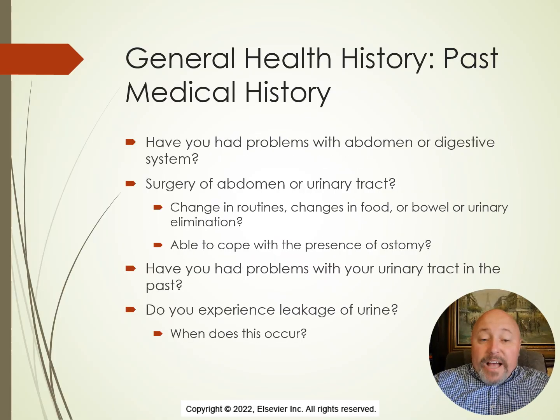We would then move on to their past medical history. Do they have any history of issues with the abdomen or digestive system? Have any previous abdominal surgeries? Any surgeries to the urinary tract? Do they have any problems with any family history? Is there any leakage of urine? Any incontinence?